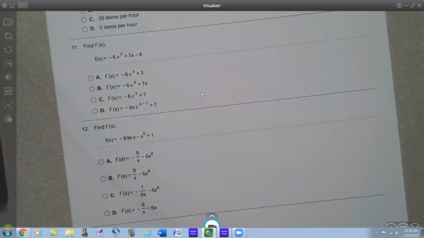Usually I have people see derivatives better after they do integration. Just one of those things.